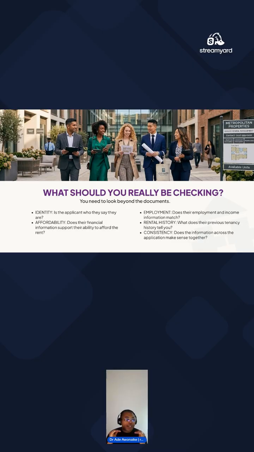Finally, consistency. This one is particularly important. Does the information across the application make sense together? Because sometimes the red flag isn't contained in one document. It appears when you compare several pieces of information and something simply doesn't add up. That's why good referencing is about looking beyond the individual documents and understanding the whole picture.